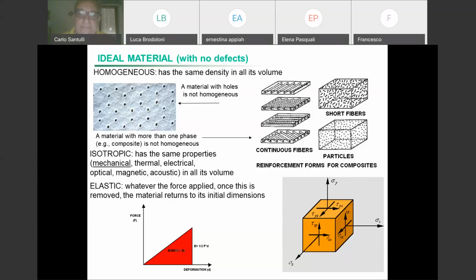Before Hooke, Leonardo da Vinci is also known to have tried to pull a beam and then remove the force, and he wanted to find out if there was a proportionality between the force and the deformation, because his idea was that there should have been some proportionality between the force and the deformation.